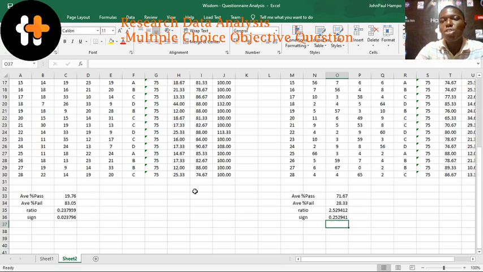So as you can see, I just showed you how you can analyze a multiple choice objective question when you use that for data analysis in your data.